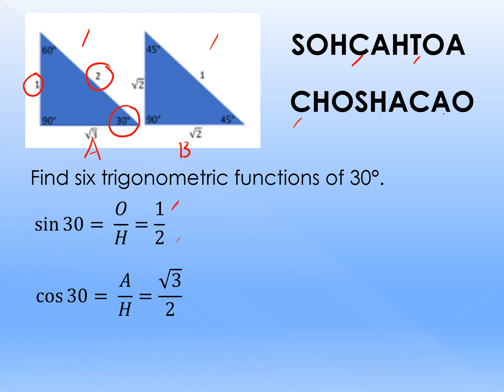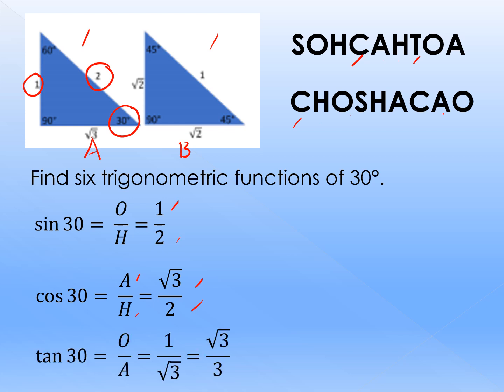Let's now find cosine. Cosine 30 degrees is equal to adjacent over hypotenuse. The side adjacent to 30 degrees is equal to square root of 3. That's the reason why instead of writing A, we're going to write square root of 3. And instead of writing hypotenuse, like I told you, the measurement of the hypotenuse is equal to 2. That's the reason why cosine 30 degrees is equal to square root of 3 over 2.